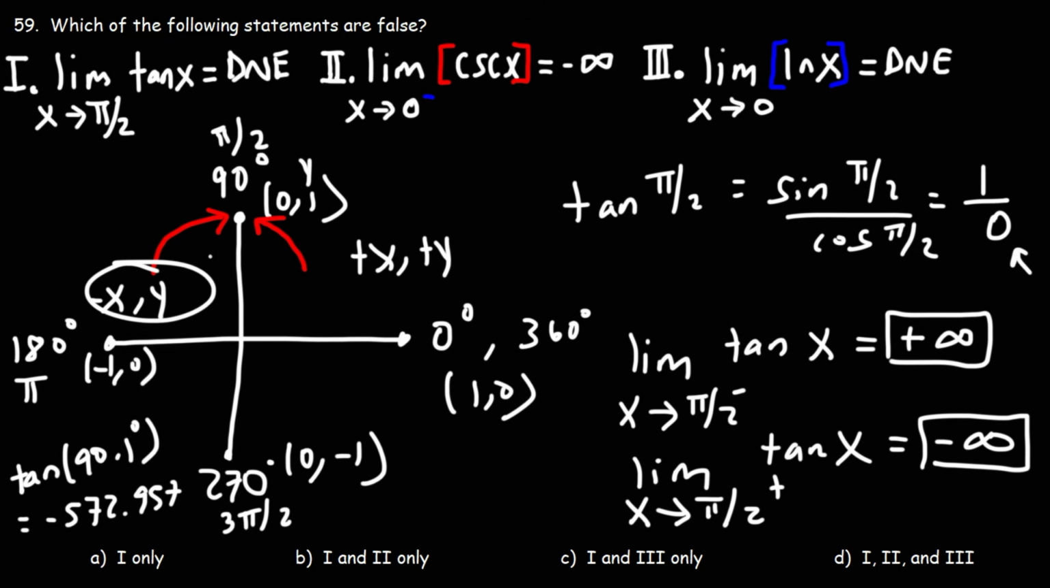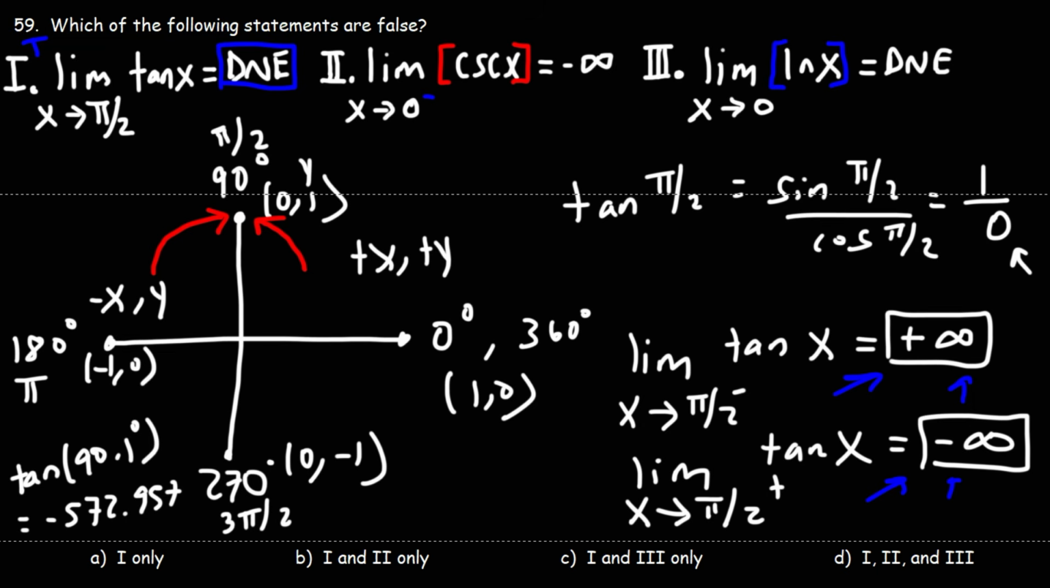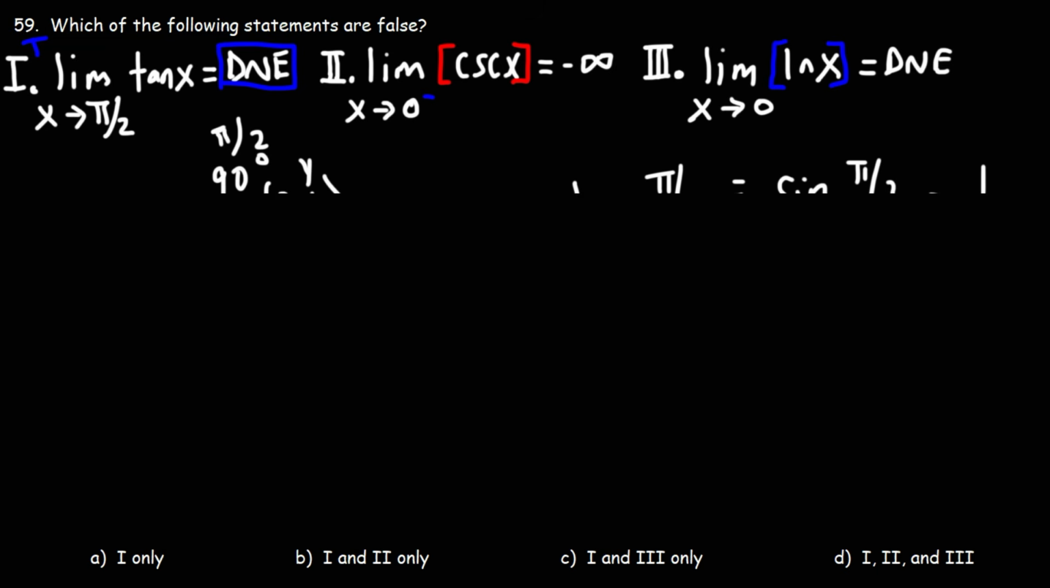So because the signs change across 90 degrees, the one-sided limits will not match. One is positive infinity, the other is negative infinity. So therefore, the limit doesn't exist because these two, they don't match. So that means that statement 1 is a true statement. As x approaches pi over 2, the limit for tangent of x does not exist.